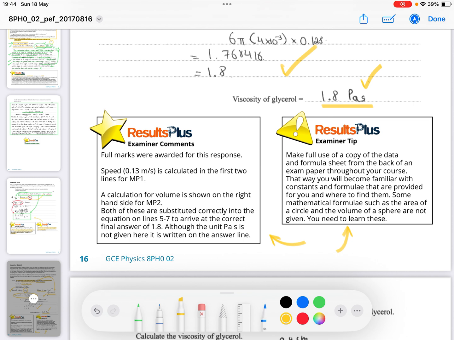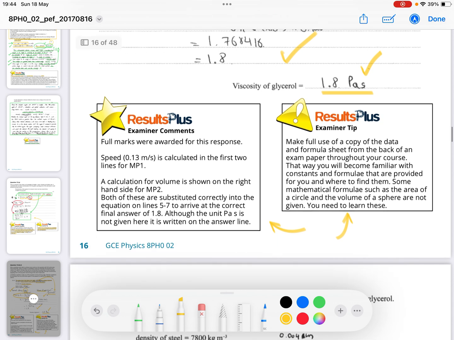I hope you're finding this useful. I don't have time to write out all the answers myself, but I thought it would be nice for you to see some of these written responses.